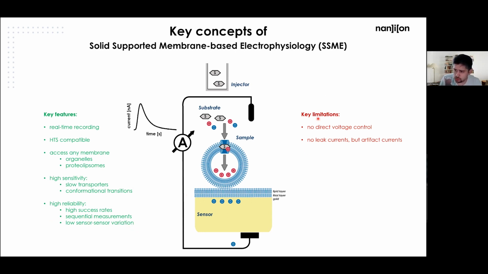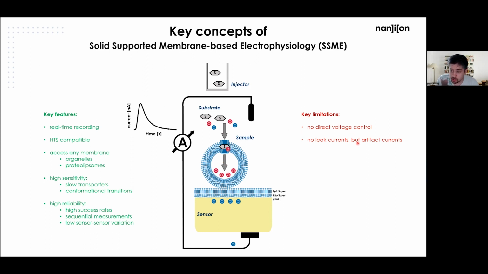Coming to the key limitations, and there are two pretty big ones. The first one is that there is no direct voltage control, and that sets the technology really as a complementary one to conventional electrophysiology. That's just because you essentially measure the change in voltage once you apply the substrate gradient across the membrane. So if you would clamp the voltage, there will be just a baseline.